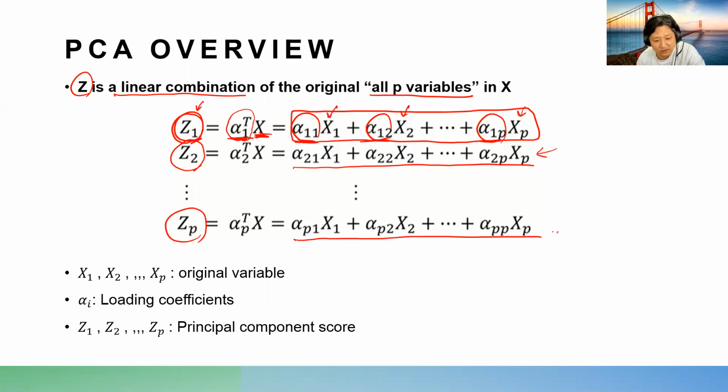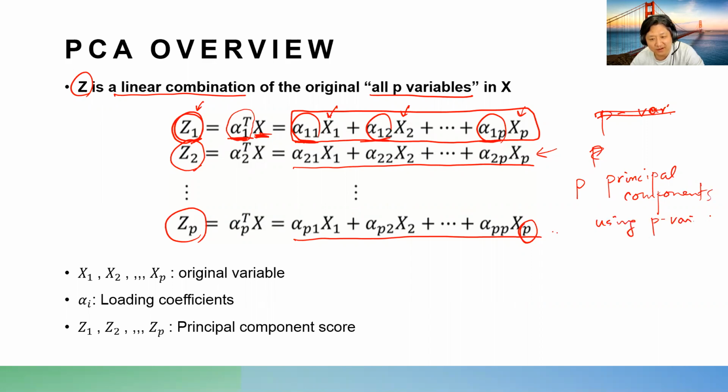So theoretically, we have P variables, right? We can create P principal components using P variables, right? So if you have 100 variables, theoretically we can create 100 different principal components.